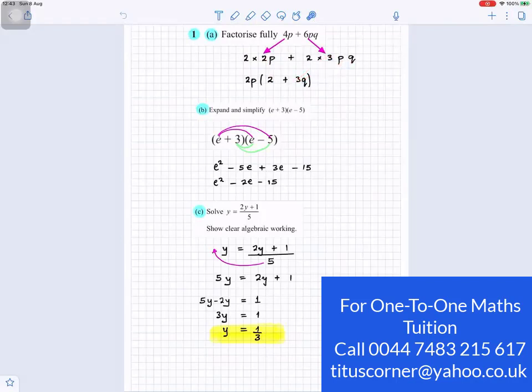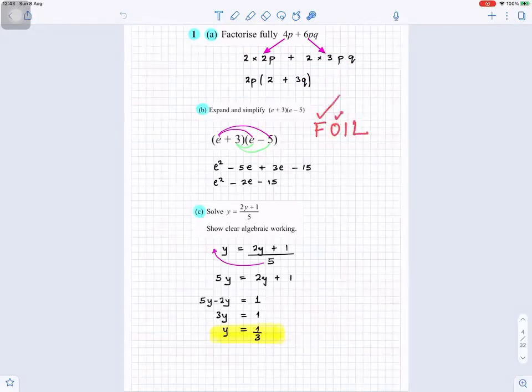Part B, expand and simplify. So we're going to use the FOIL method: first, outer, inner, and last. First is E times E, which is E squared. Outer is E times minus 5, minus 5E. Inner is 3 times E, which is 3E. And last is 3 times minus 5, which is minus 15. Collect the like terms. Minus 5E plus 3E gives you minus 2E. So your answer is E squared minus 2E minus 15.